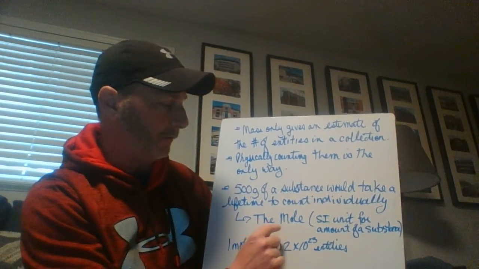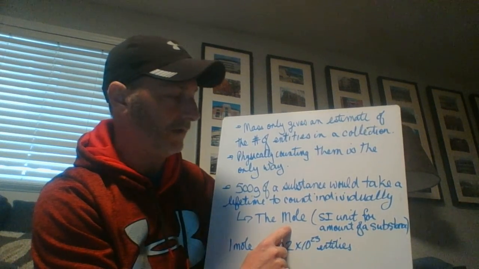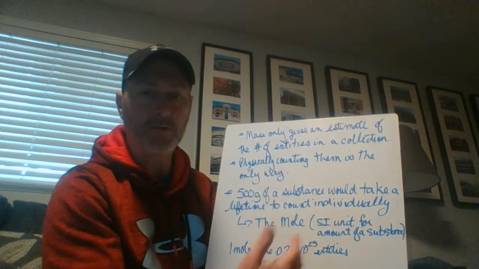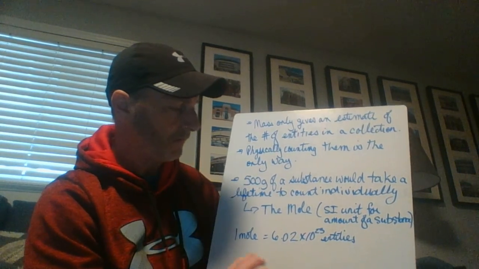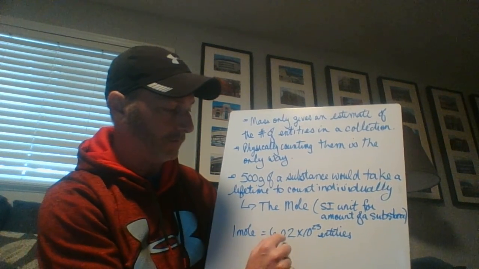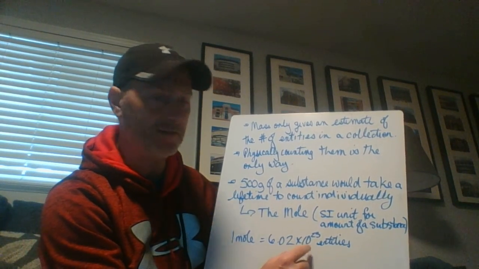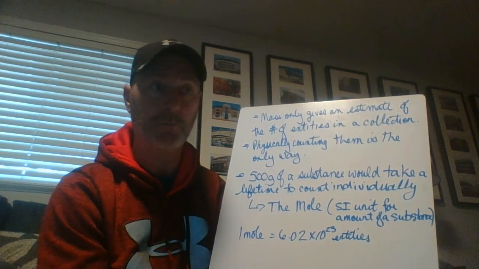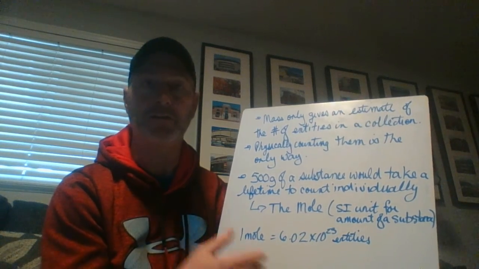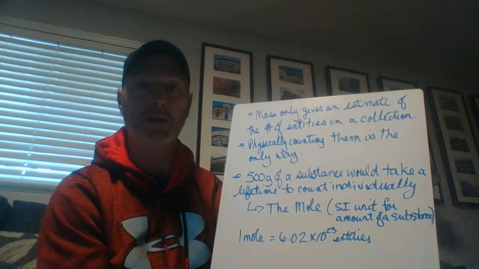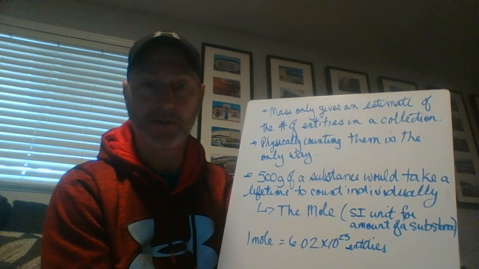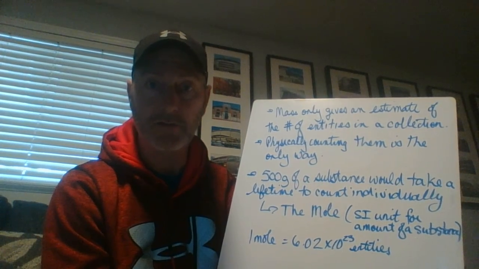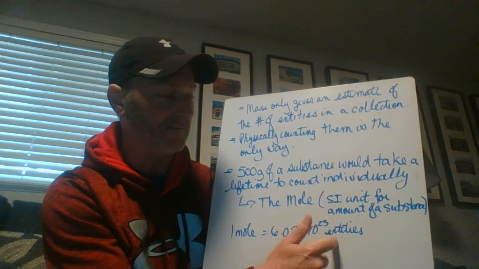And what we came up with is what we call the mole. The mole is an SI, that's Standard International, unit for the amount of a substance. We use the mole. And 1 mole equals 6.02 times 10 to the 23 entities. So that can be tennis balls or golf balls or grains of rice or beans or elephants or ions of sodium or atoms of nitrogen or molecules of carbon dioxide. It can be literally any entity anywhere.